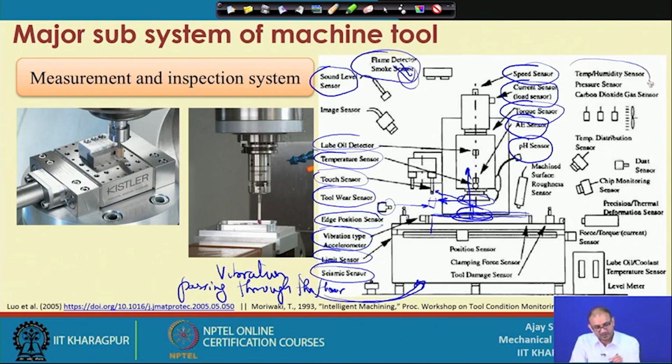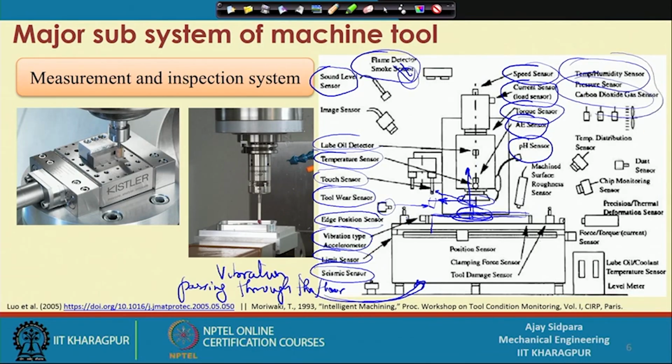In this particular case, there are temperature, humidity and pressure sensors. These things are related to climate control. That means you have to maintain not only temperature, but humidity also, because sometimes the moisture is captured by the different components of the machine structure, and because of that there is degradation of the part.